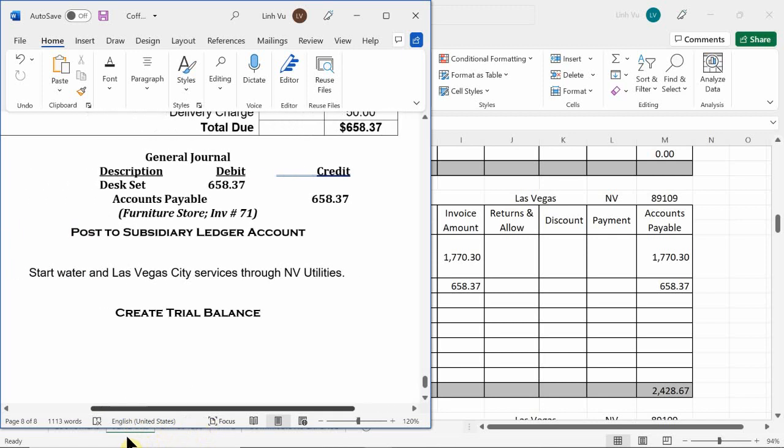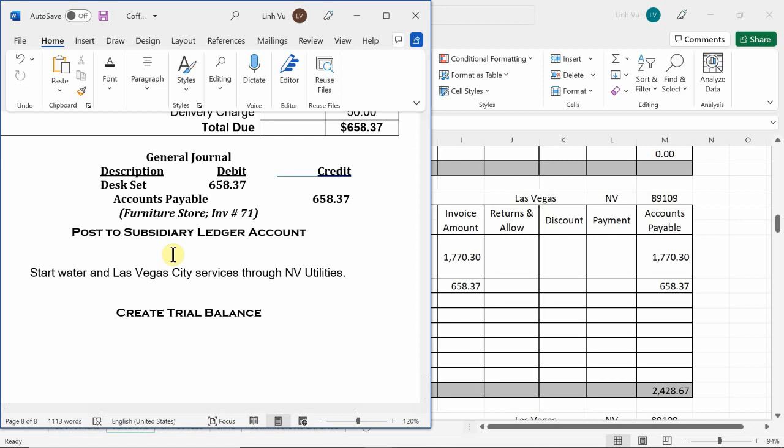So in this case, is this a transaction I need to journalize? No. That's what I did. I called them up and they started up the water line, and they also started picking up our trash and cleaning our streets and so on and so forth. They started the services to clean up the city.